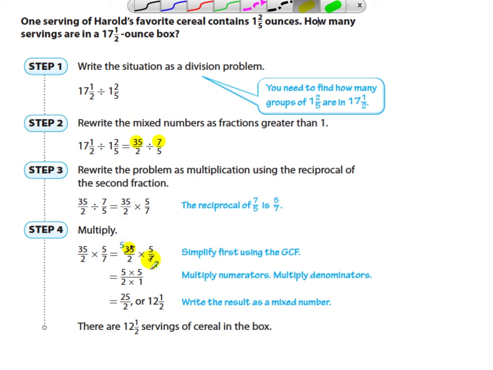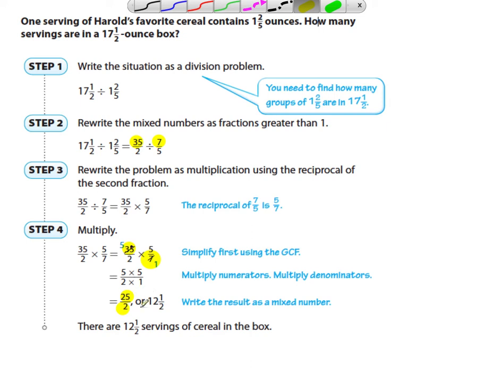5 times 5, that's what I have here. 5 times 5 is 25. And then 2 times 1 is 2. So the answer's in an improper fraction format, so we have to turn it into a mixed number.